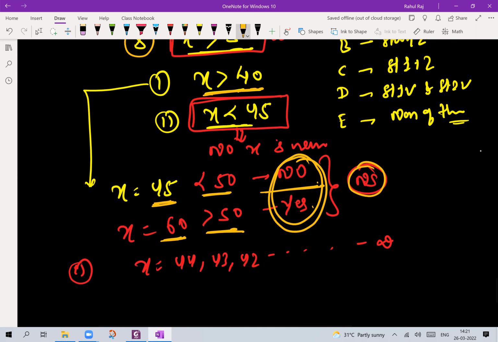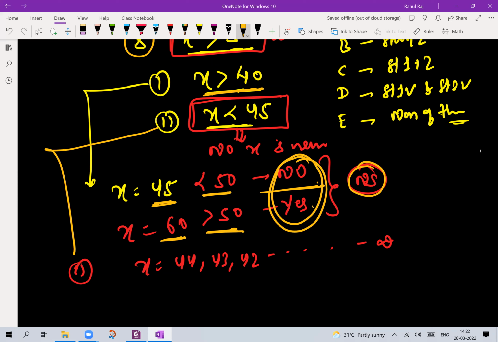Rahul, please tell me. What I understand is that for data sufficiency questions, I don't have to focus on finding the value of x. If you are able to conclude whether it's a confirm yes or a confirm no, you are not supposed to find the value. I'll just give you one question based on that. It will be extremely clear.